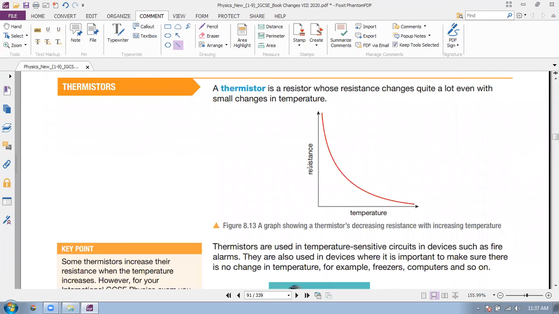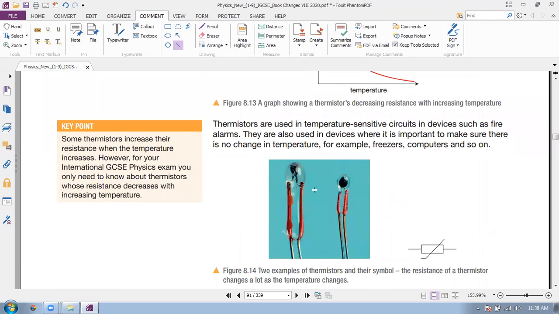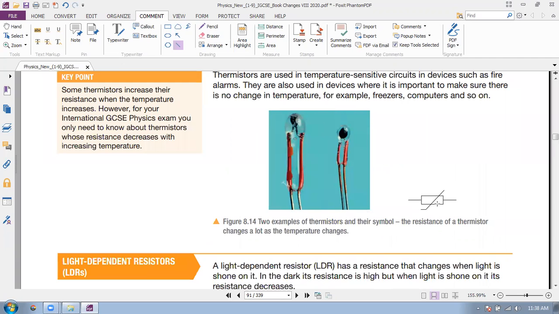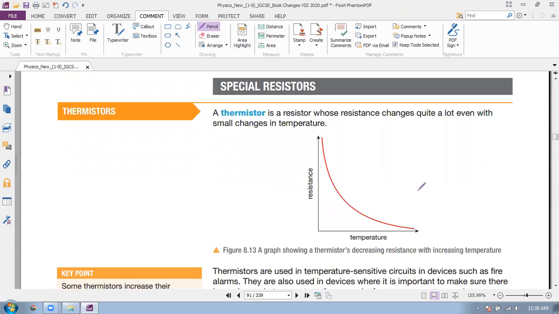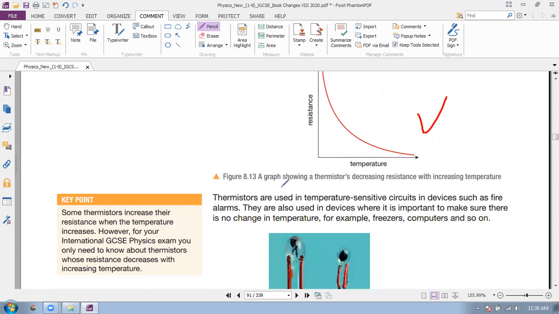So this is about the thermistor. When temperature increases, resistance decreases because more current flows through it. And this is the electrical symbol of a thermistor. This is the IV characteristics curve. This comes in the exam, it's very important.